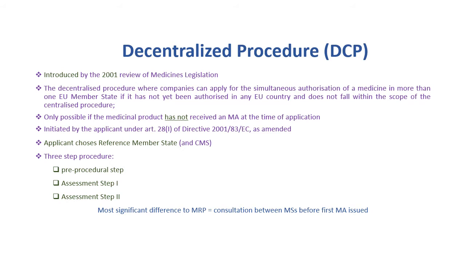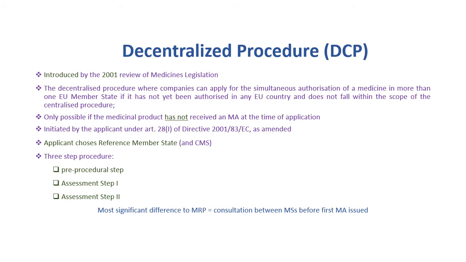Another kind of national procedure is the decentralized procedure, which was introduced by the 2001 review of medicinal legislation. The decentralized procedure is where companies can apply for simultaneous authorization of a medicine in more than one EU member state. And there are two things that you need to keep in mind for the decentralized procedure. First, you shouldn't have any marketing authorization in any EU country before applying. Second, it shouldn't fall within the scope of the centralized procedure. So those are the two mandatory things.